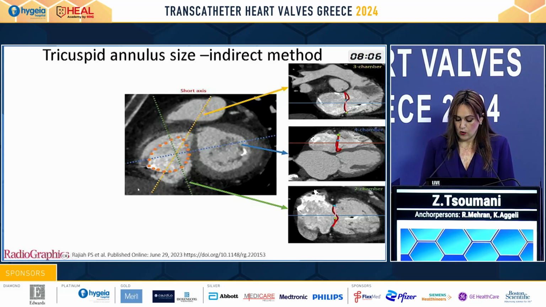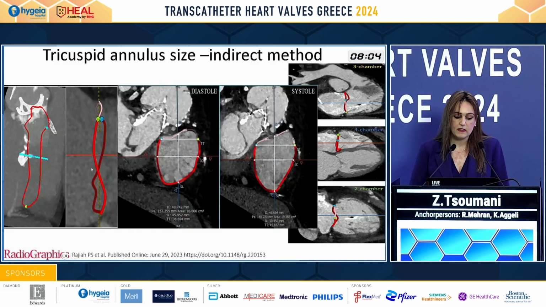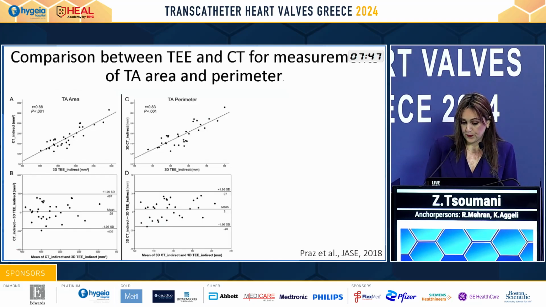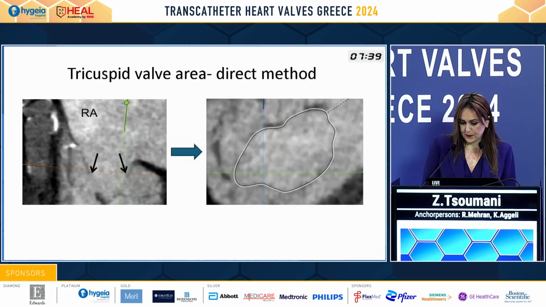this image, and then we apply a mathematical model, which is this red line, and this is the 3D perimeter of the annulus, which is then projected to the short axis, and then we can do new measurements in both systole and diastole. And there is a high agreement between this indirect method as assessed by transesophageal echo and CT.